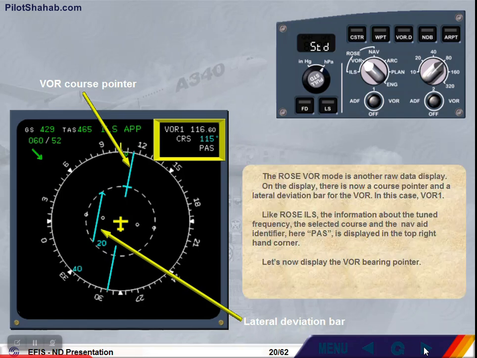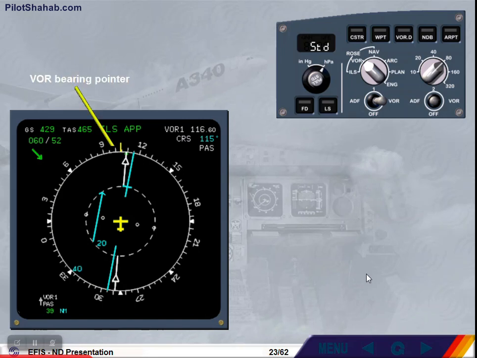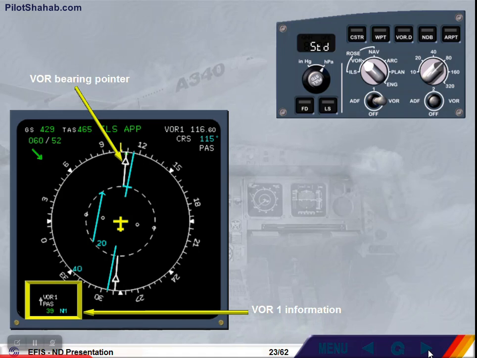Let's now display the VOR Select bearing VOR 1. Notice that there is a white VOR bearing pointer and VOR information associated with the pointer. The number 1 pointer is represented by a single line.